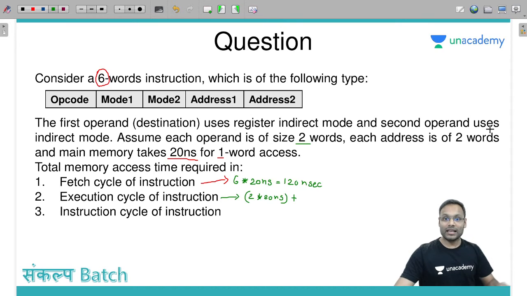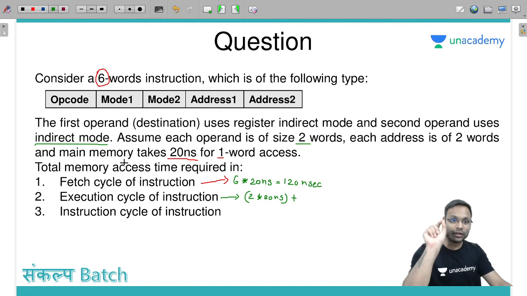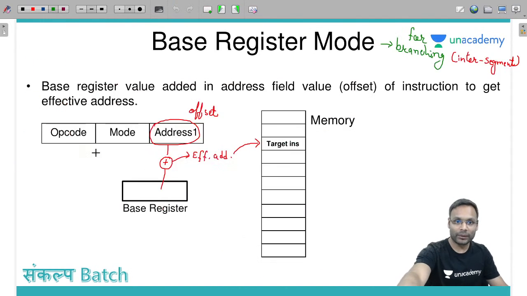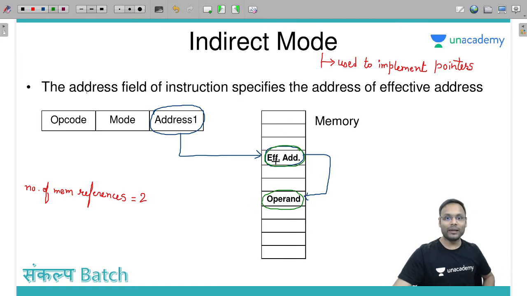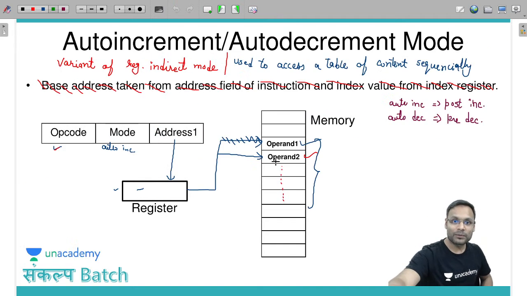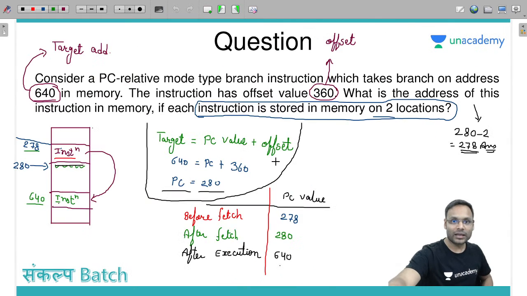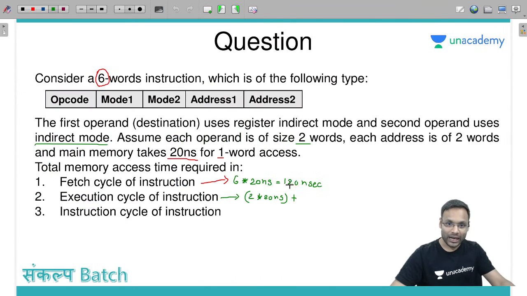second operand access, second operand using indirect mode, 2 memory accesses, one for address, another for operand. If you don't remember, look at this. वापस जाता हूं मैं, ये देखो indirect mode. एक बार में एड्रेस मिलेगा, दूसरी बार में ऑपरेंड मिलेगा. एड्रेस इज ऑफ 2 words, ऑपरेंड इज ऑफ 2 words. So how many times memory access? 2 words 2 times. 2 words 2 times means you will have 2 access each of 2 words, और एक वर्ड का एक्सेस टाइम 20 नैनोसेकेंड.